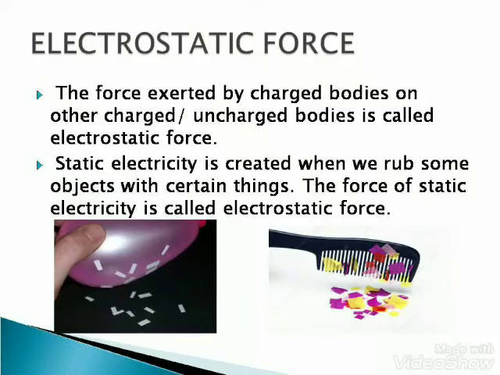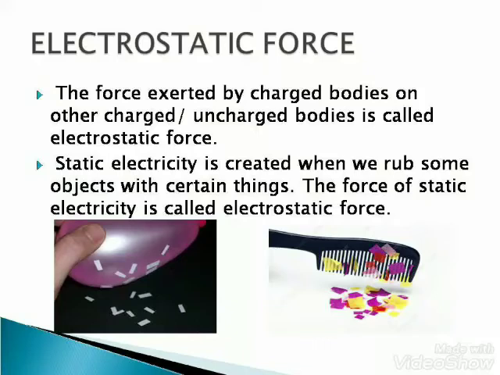Electrostatic force. The force exerted by charged bodies on other charged or uncharged bodies is called electrostatic force. To understand this concept, first we have to know what is static electricity. See, when we rub some objects with certain things, it will have some charge on it. That type of force, the force of static electricity, is called electrostatic force.